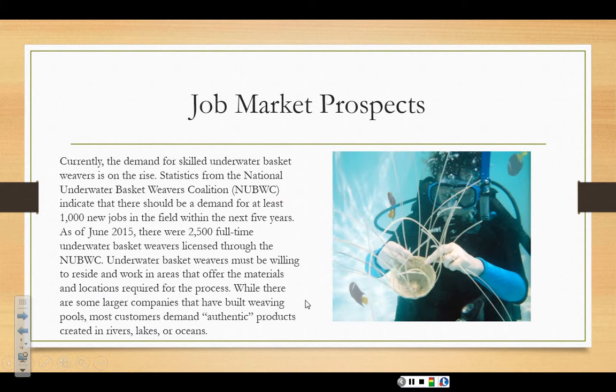The next slide is job market prospects. You can go online and find sources that will tell you what the prospects are for new jobs in that field and what the current job market is. You want to make sure that you have an idea of how many jobs will be available in the near future when you are ready to graduate and go into the job market.